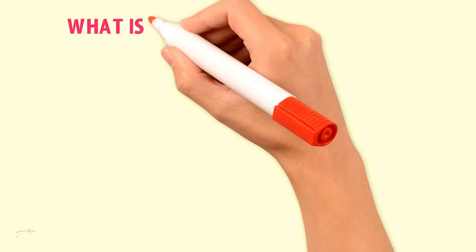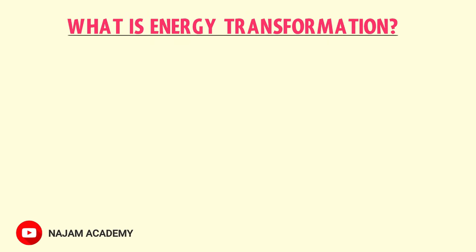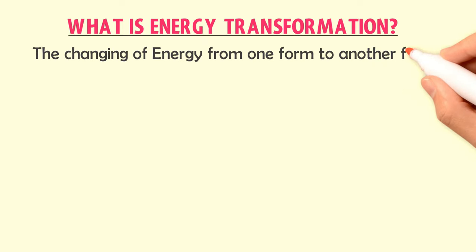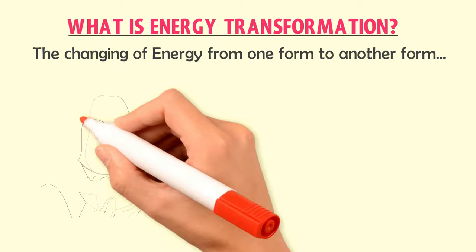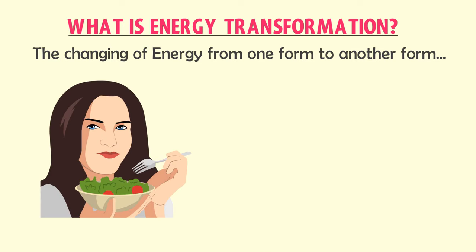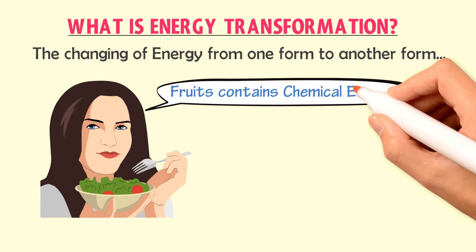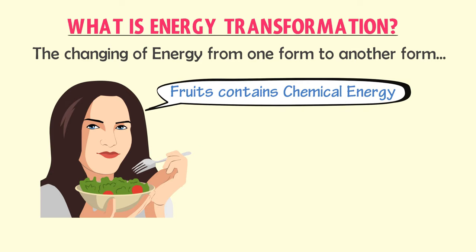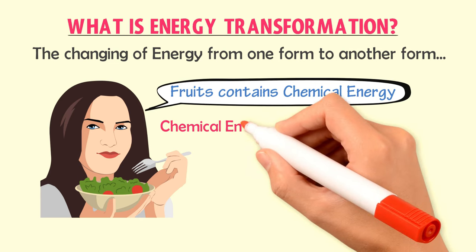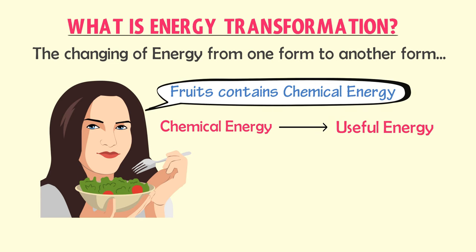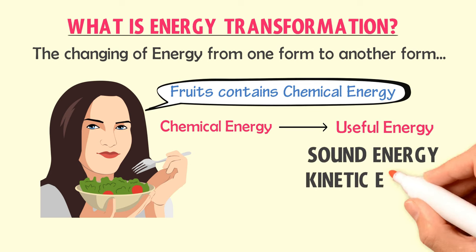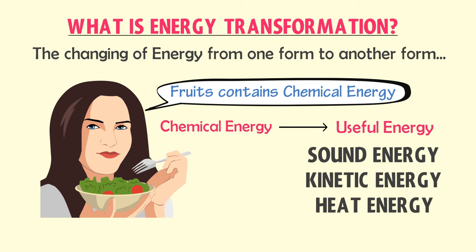Now, what is energy transformation? Energy transformation means changing of energy from one form to another form. For example, when you eat fruits, you get energy. I mean the fruit contains chemical energy. When you digest food, you transform chemical energy into useful forms of energy, like sound energy, kinetic energy, and heat energy.